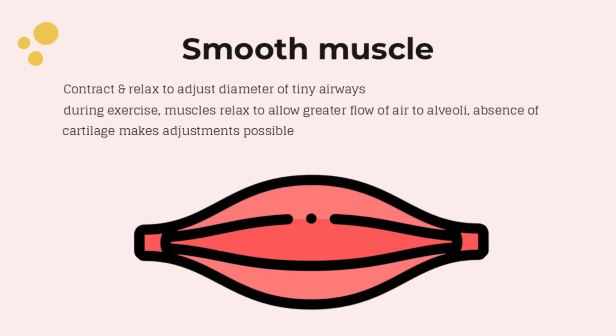Smooth muscle. Its function is contracting and relaxing, adjusting the diameter of tiny airways. During exercise, muscles allow for greater flow of air to alveoli. The absence of cartilage makes adjustments possible.